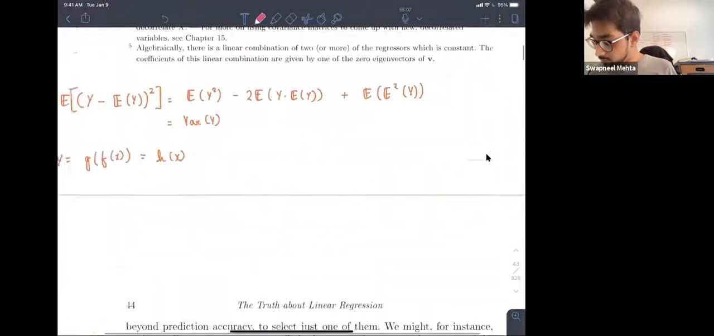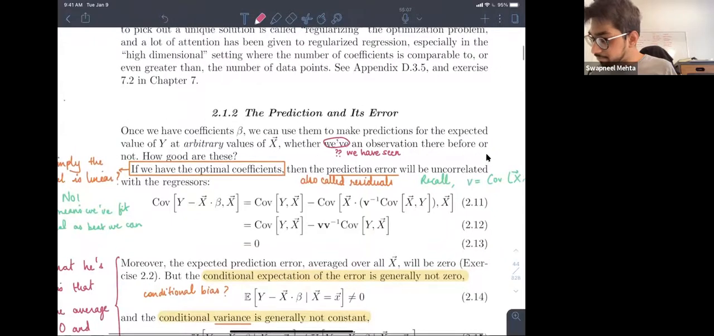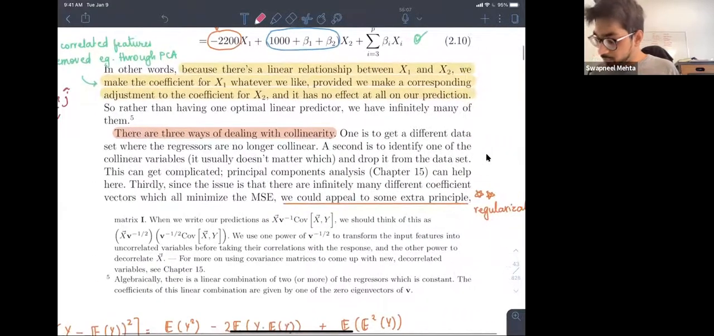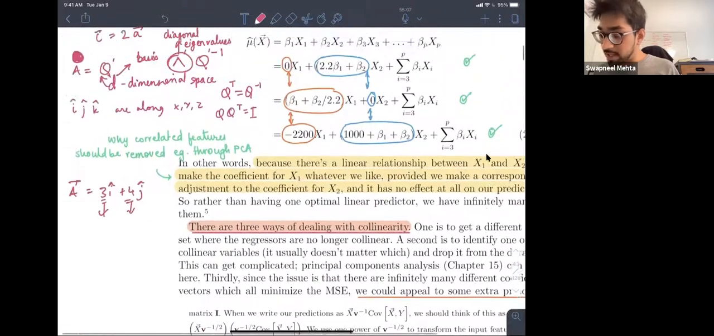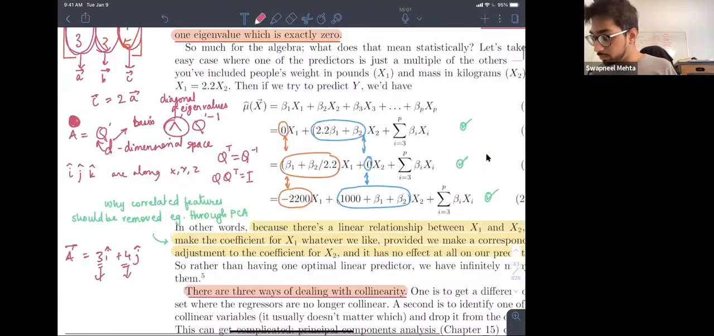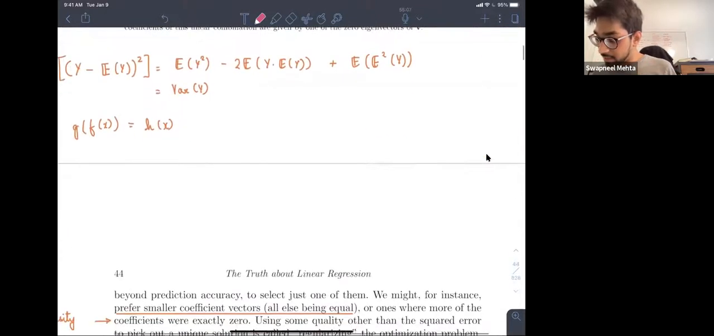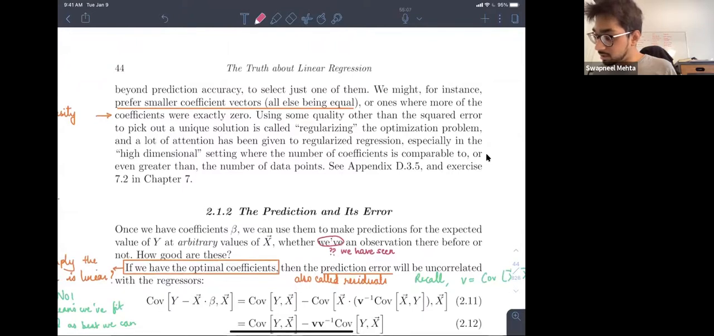And that's about it for that. What do I want to say? The underscoring point for that section was that there are ways of dealing with collinearity in your data. When you have collinearity, you cannot decompose all of this. So what do you do then? One is get a different data set where the regressors are no longer collinear. Second is identify those variables and drop them from the data set. And the third is we could appeal to some extra principle that automatically handles these things. That idea gets to regularization, but in a more intuitive way.